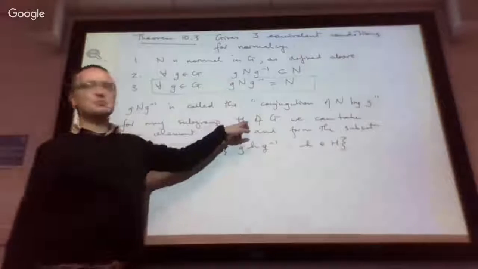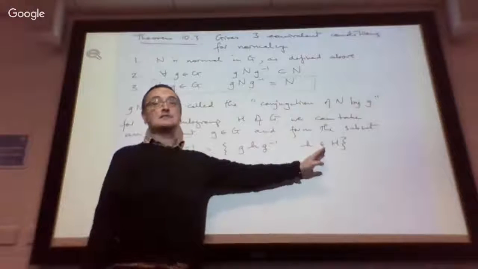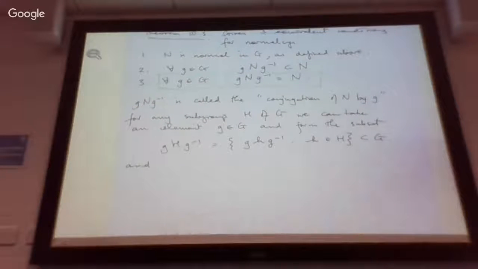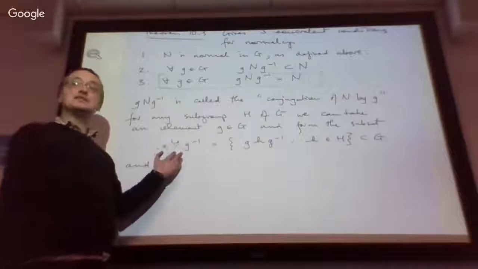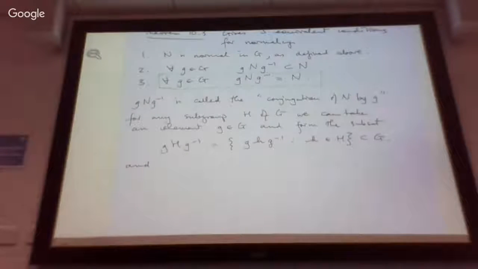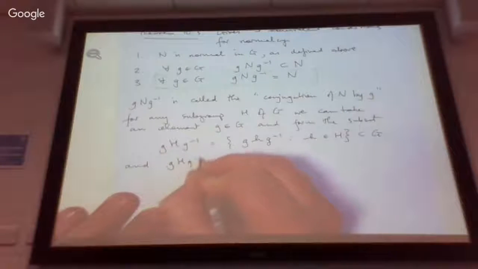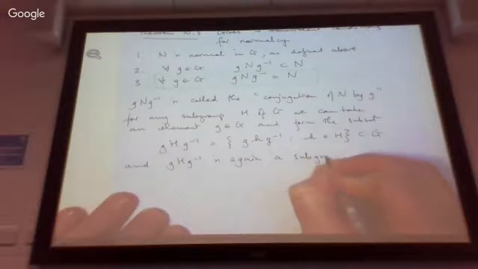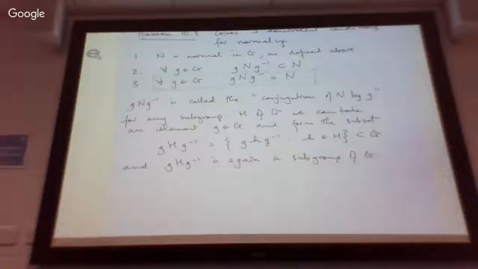If H is a subgroup, when we conjugate it by an element, we get another subset of G. This is certainly a subset of G. To say something more about it would be to say that this is again a subgroup of G. Okay. So we can form this subset, and this subset is again a subgroup of G. Is there much to do to prove that?